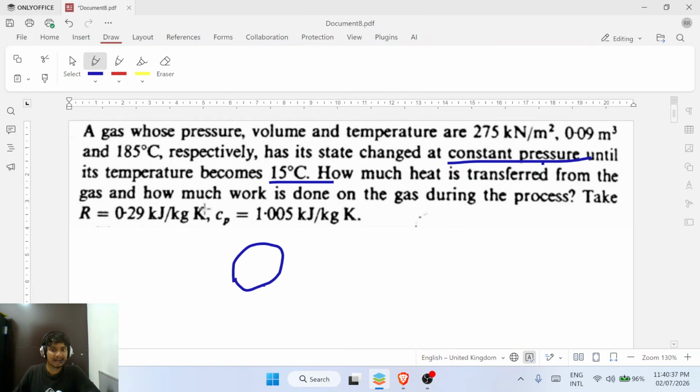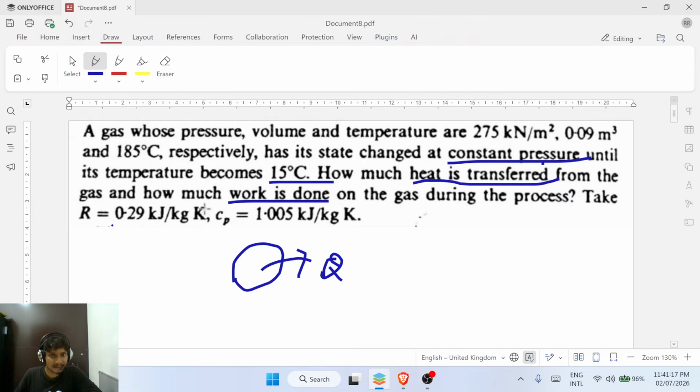For example, this is the container. They are asking how much energy was transferred to the surroundings or environment, or how much energy was lost from the system. They may ask in many ways. How much heat is transferred from the gas, that's the first question, and how much work is done on the gas during the process. So we have to find the heat transferred, and we have to find the work done on the gas during the process.